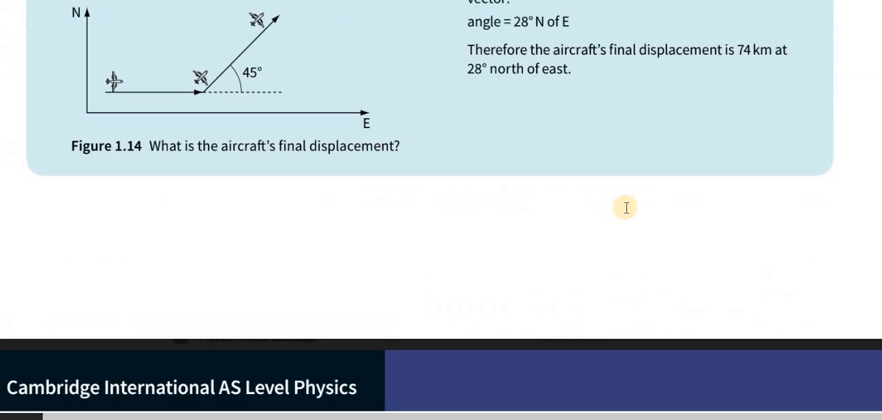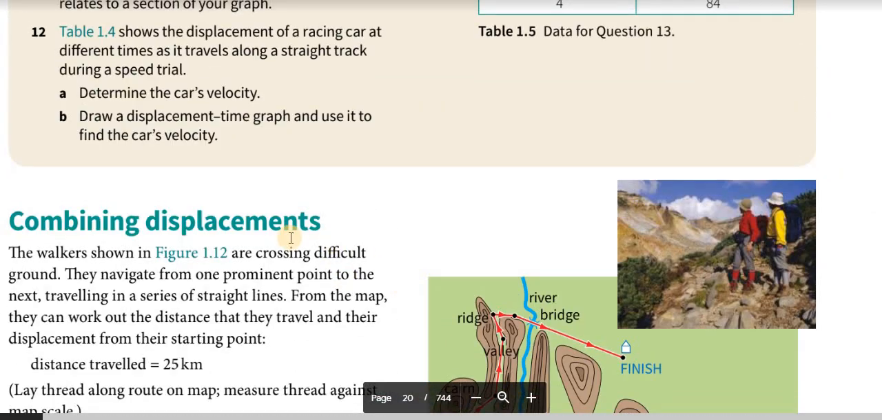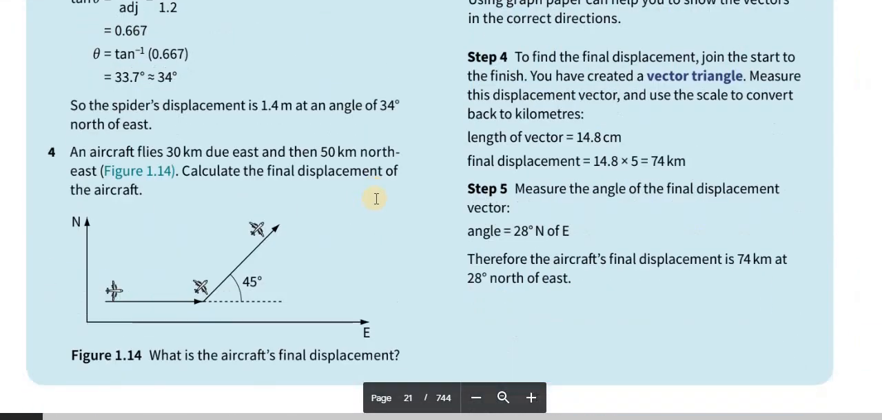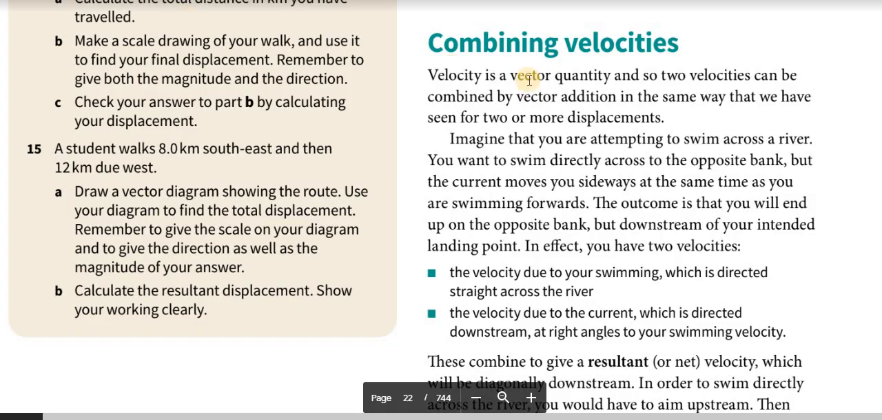The topic we did earlier was combining displacements. Now we will combine velocities. The next topic, combining velocities. Velocity is a vector quantity, and so two velocities can be combined by vector addition in the same way that we have seen for two or more displacements.